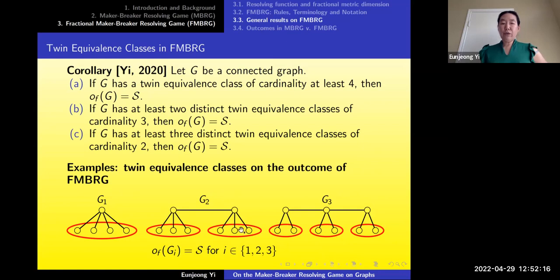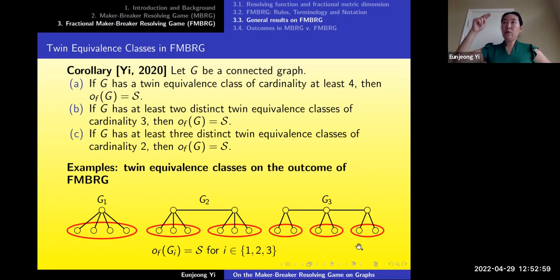If you look at the third graph G3, you have 3 distinct twin equivalence classes of cardinality exactly 2, and in this case, the metric dimension is 3, whereas the fractional metric dimension is also 3. Actually, in that case, the outcome of the fractional maker-breaker game is that spoiler always wins. So the way we go about doing it is that out of this 1, 2, 3, so 3 twin equivalence classes with a cardinality of 2 each, let's just say the resolver assigns value first, assigning values to A, B, C in such a way that C is the smallest one.